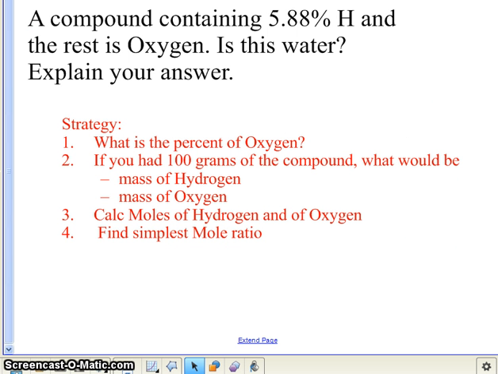So here's the problem. The problem is that it's a compound that has 8.8% hydrogen, the rest is oxygen, and we're going to try to figure out if this compound is water. So we need to follow a few steps. I've outlined them here. If you want to think about this for a while first and see if you can do it on your own, great idea.